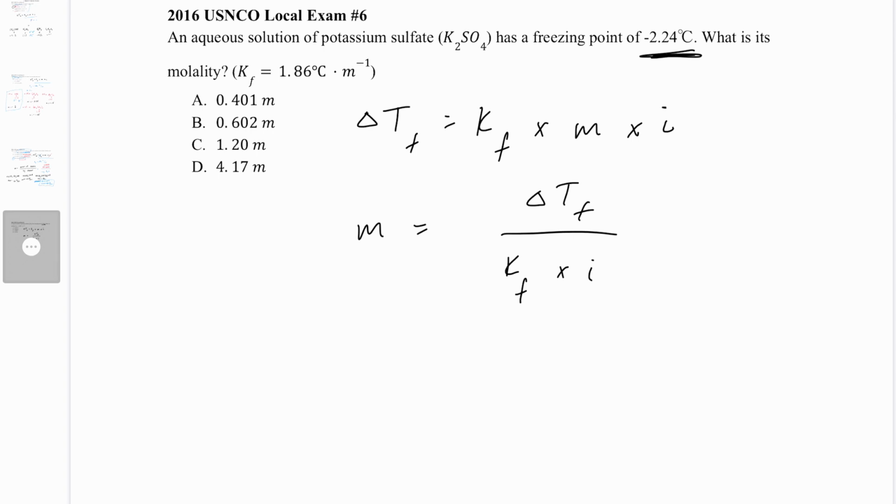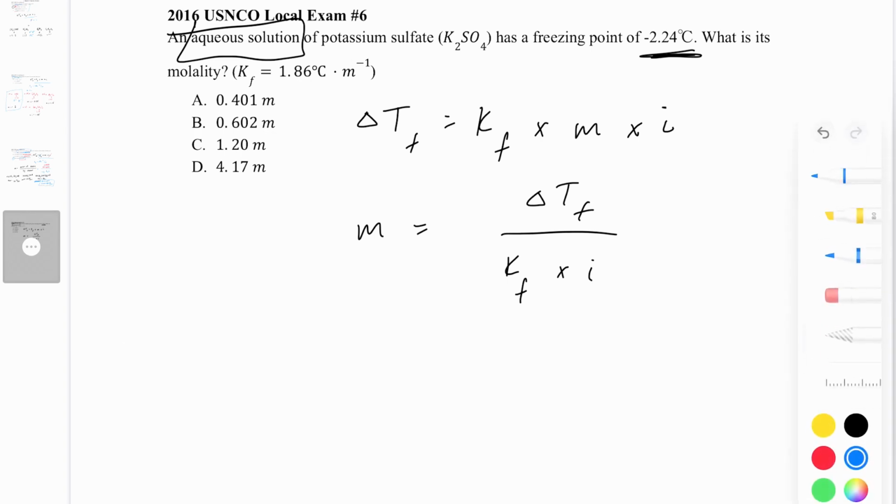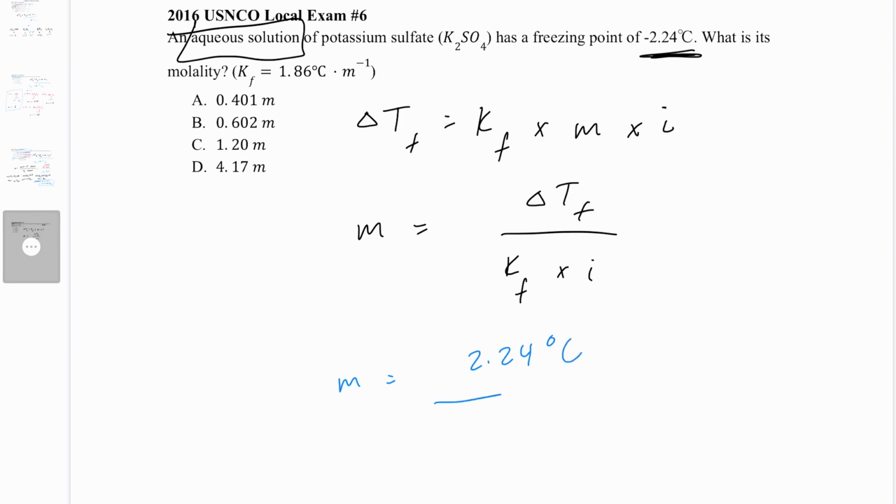And the reason we're given that is because first we have an aqueous solution. An aqueous solution is just water, and water is going to freeze at 0 degrees Celsius, which means that if our new solution freezes at negative 2.24 degrees Celsius, our freezing point depression was 2.24. So M equals 2.24 degrees Celsius over, and we also know KF, because we have an aqueous solution. Water has a KF value of 1.86 degrees Celsius per molality.